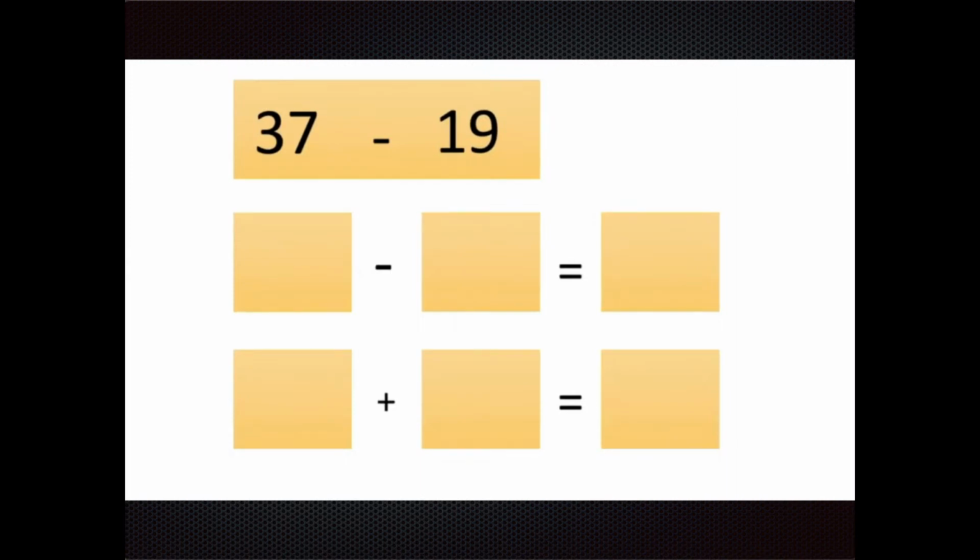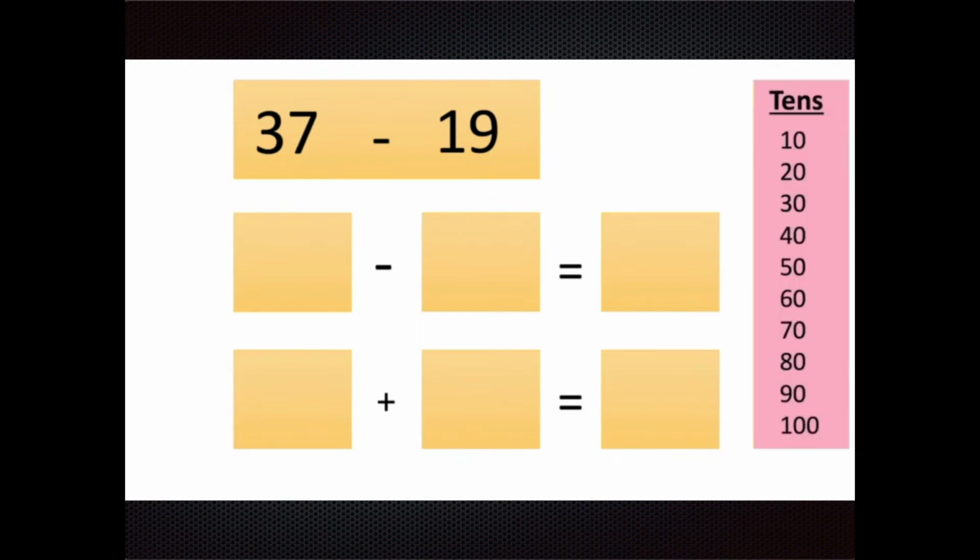The first step when using the compensation strategy for subtraction is to round the second number to the nearest 10. But to round to the nearest 10, you need to know your tens first. So in the pink box on the right over here, we can see all of our tens. So we have 10, 20, 30, 40, 50, 60, 70, 80, 90, and 100. So now we can ask ourselves, what is the nearest tens for number 19? So if we look on the right side over here, what is number 19 closest to? So we know that number 19 is closest to 20, so we can circle that over here.